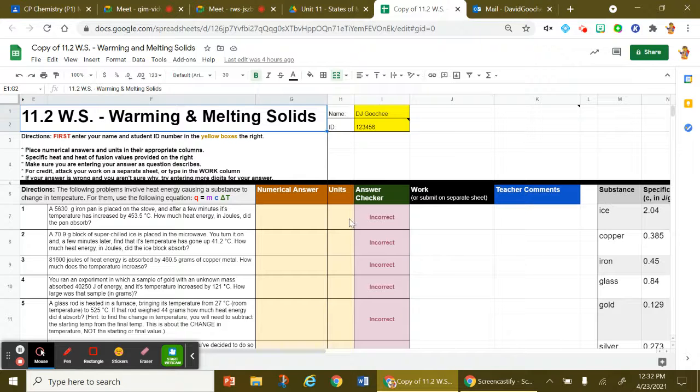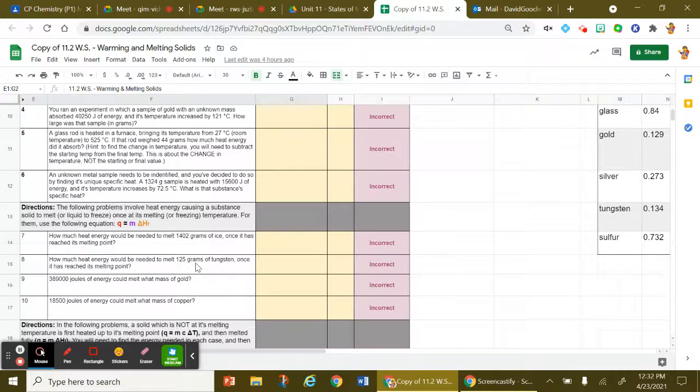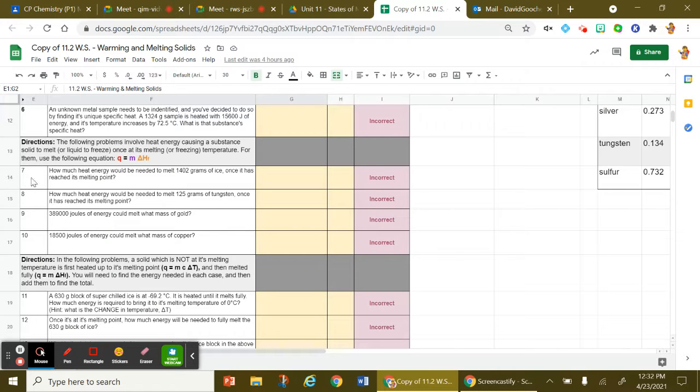So in the first video, I worked on problems 1 through 6, specifically 1 through 3. Now I'm going to look at the next set, which is problems 7, 8, 9, and 10. In these problems, you are going to be using the second of the two heat energy equations that we talked about, in which you are adding heat energy to something to change its state of matter.